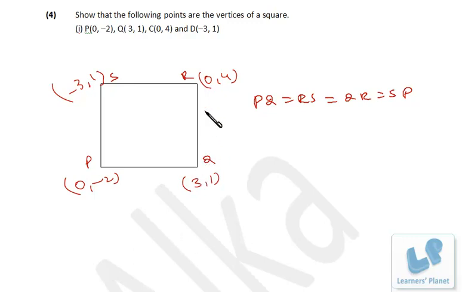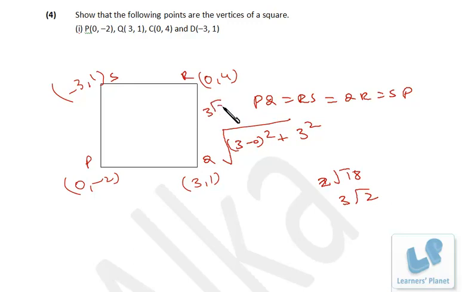So here in this case, 3 minus 0 whole square plus 1 minus 4 whole square, that is 3 square. So that is 9 plus 9, 18. That means it's root 18, so that is 3 root 2. So this length is 3 root 2.